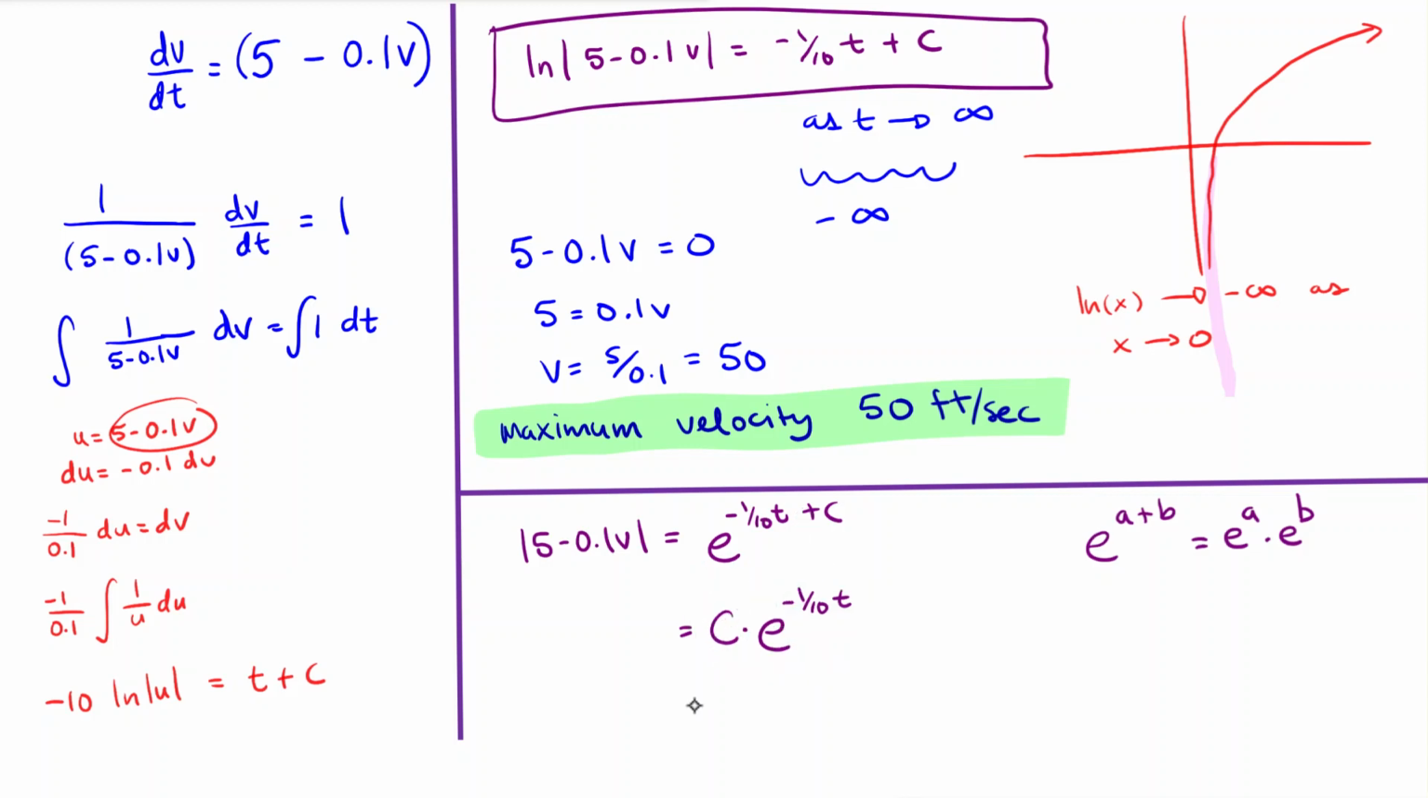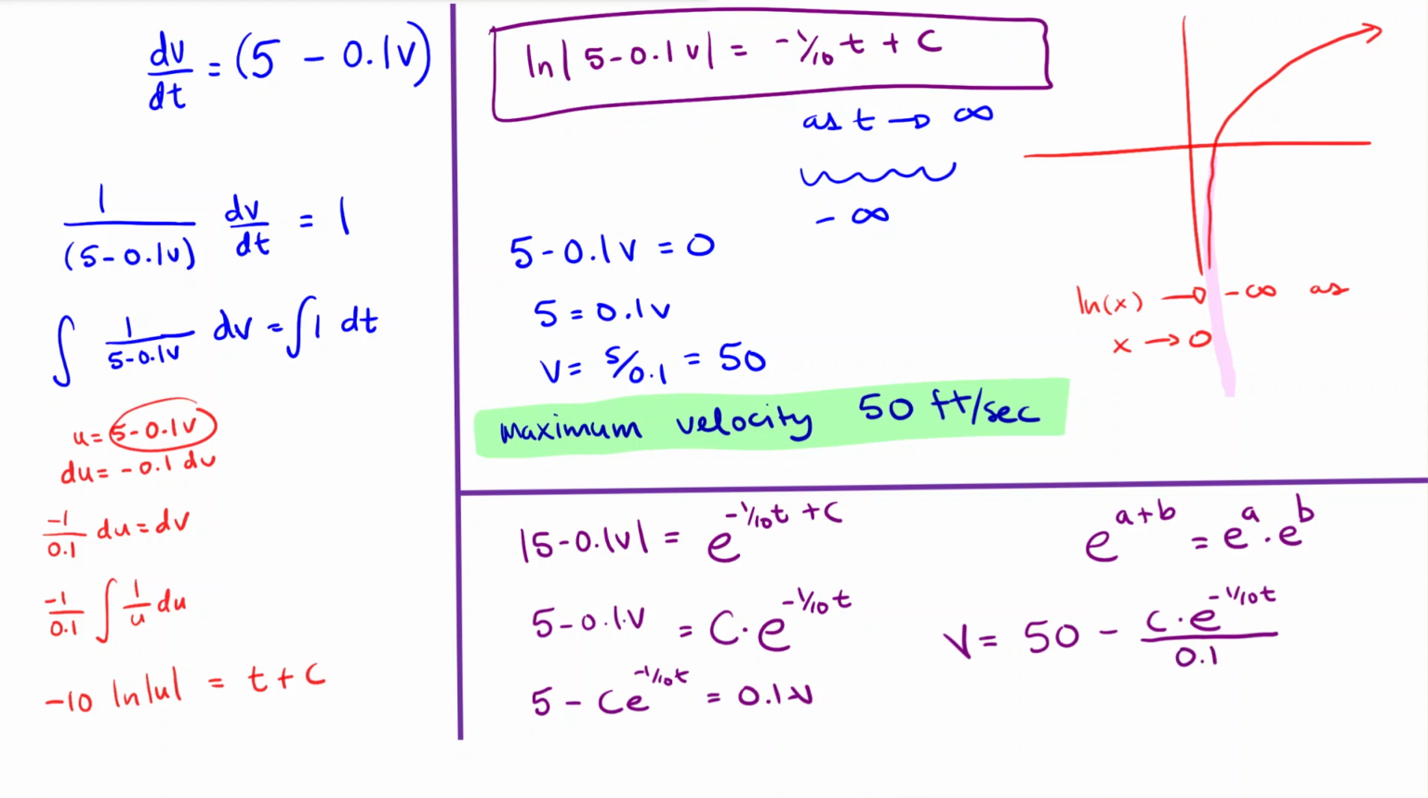And now we know c is always positive. E to something is also always positive. So here we can feel confident that we're going to drop these absolute value bars, and we can isolate to get v by itself. So here I'm going to add the 0.1v over, subtract the c e to the negative 1/10 t over, and we get 5 minus c e to the negative 1/10 t equals 0.1 v. Divide both sides by 0.1. V equals 50 minus c times e to the negative 1/10 t, all over 0.1.